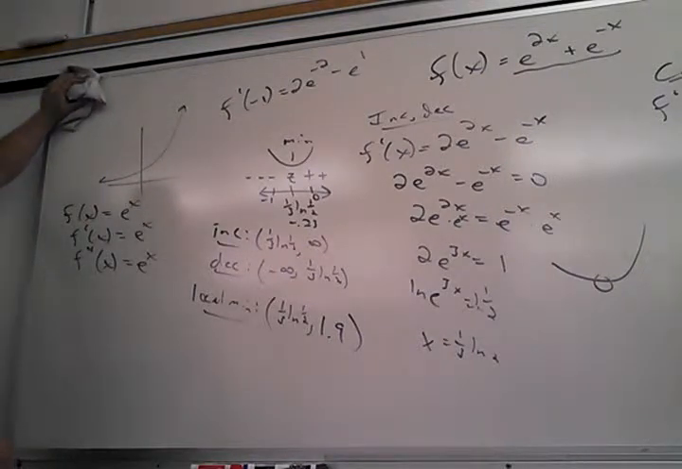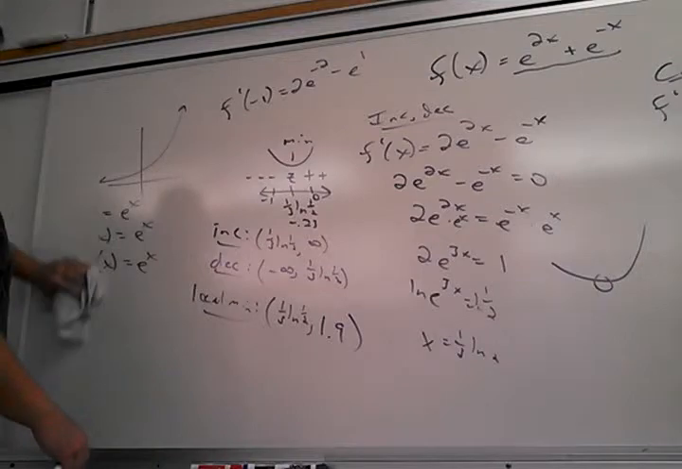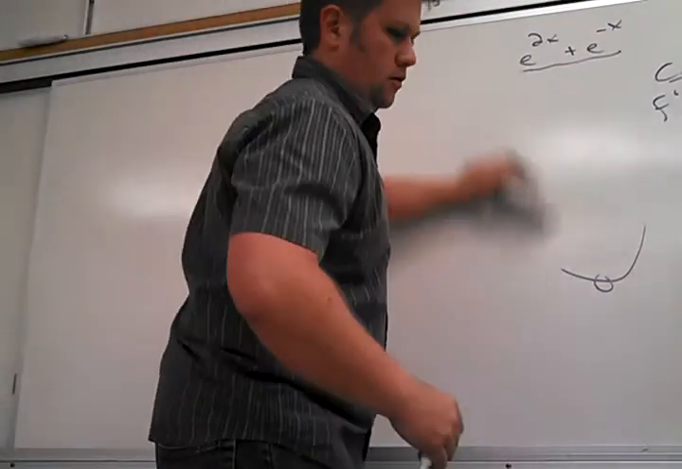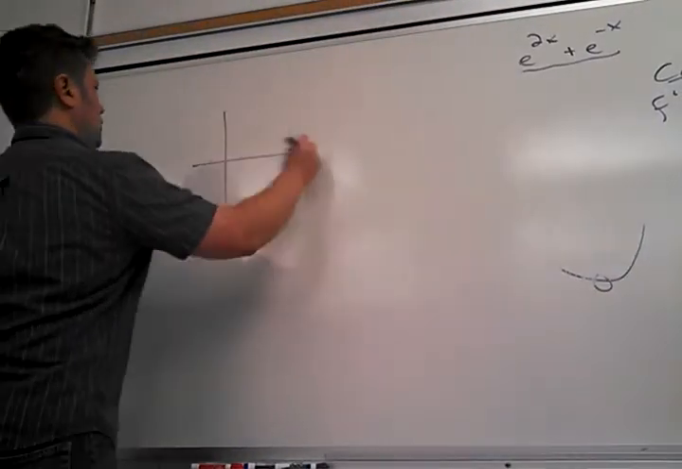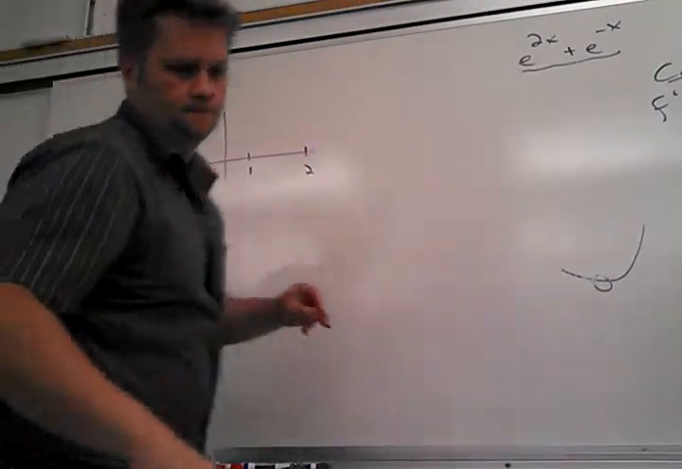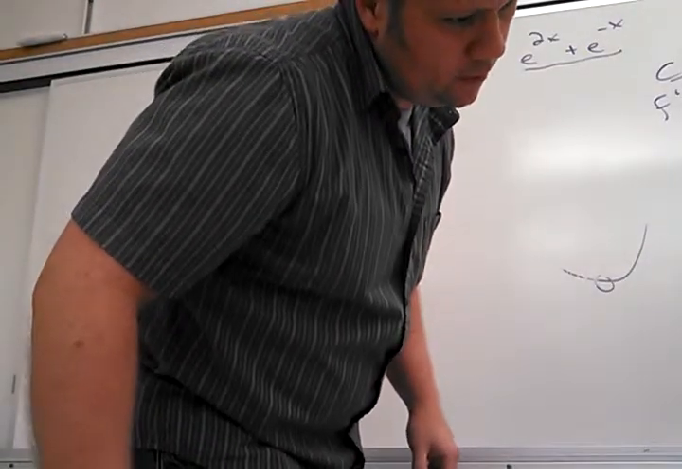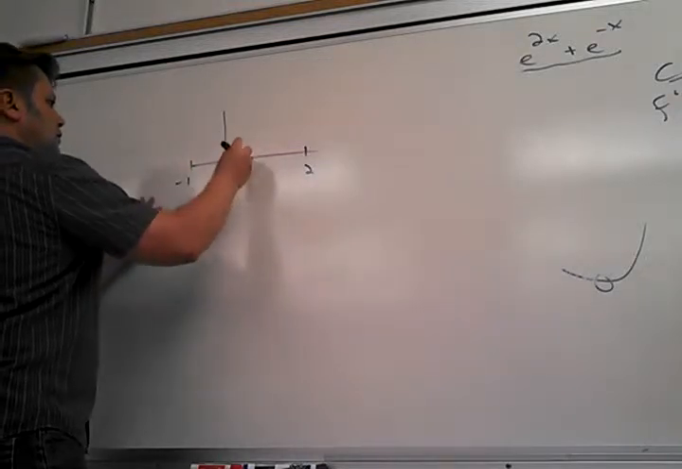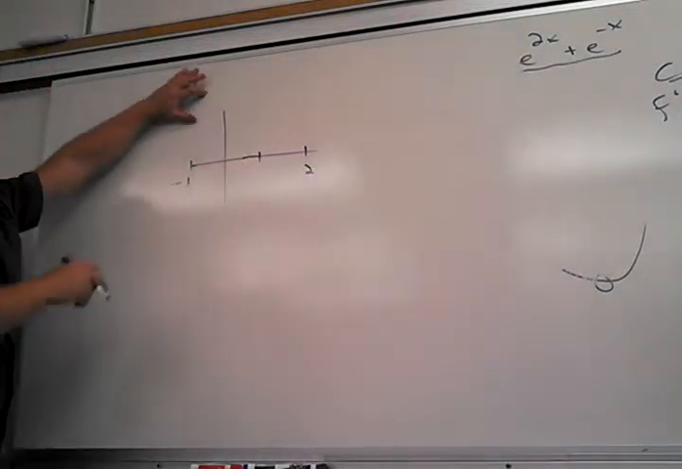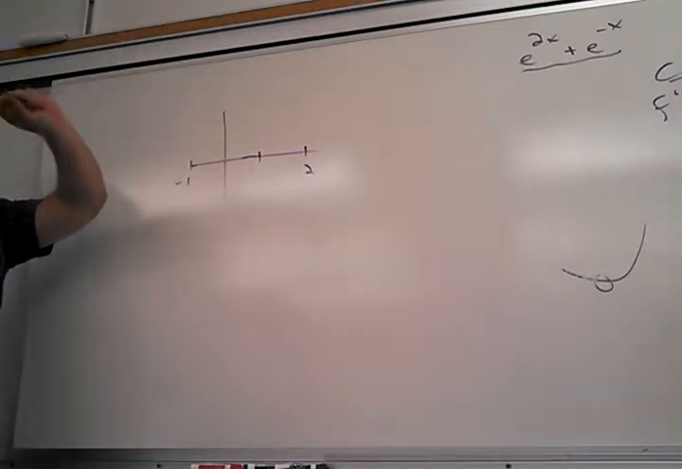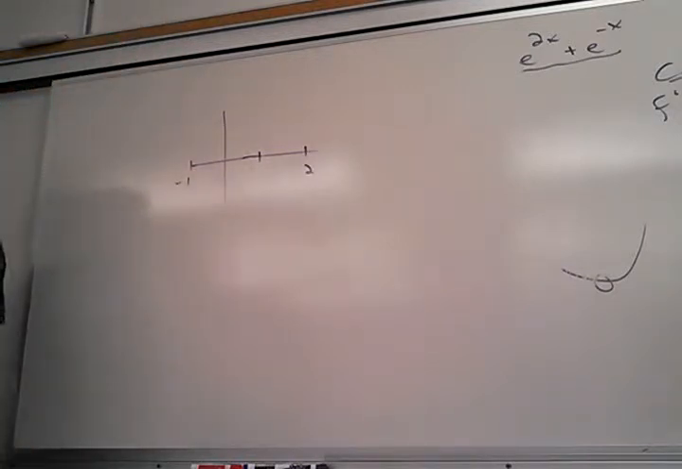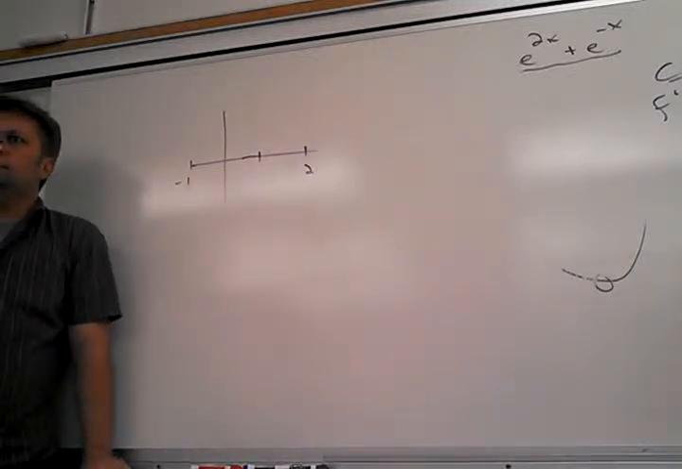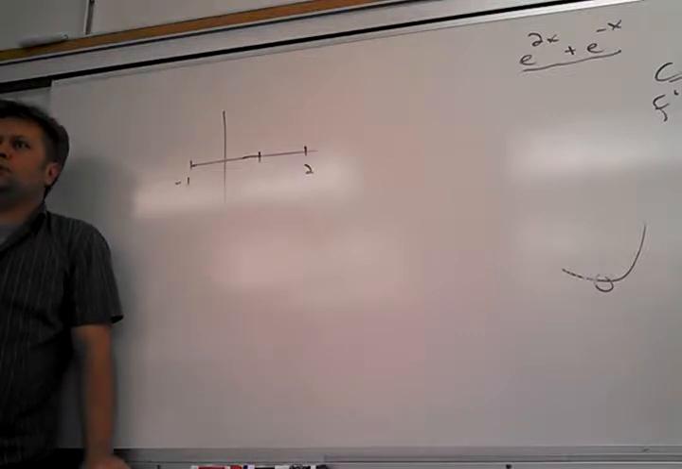Well, no. Let's see. They want you to go from negative 1 to 2, and they want you to have a local max but no absolute max. Part A says the other way: to have an absolute max but no local max. The other way is easy, possibly.